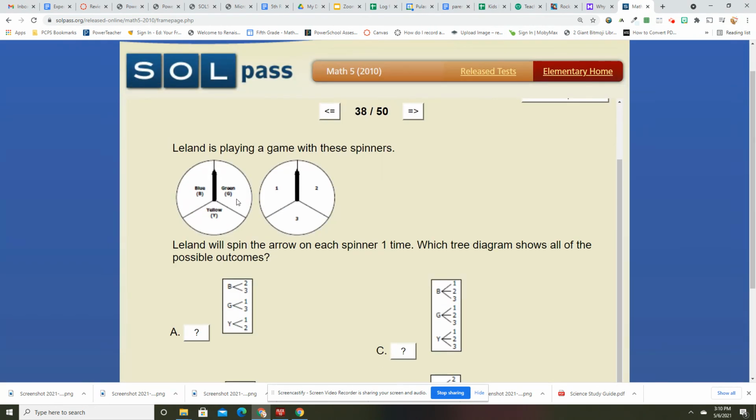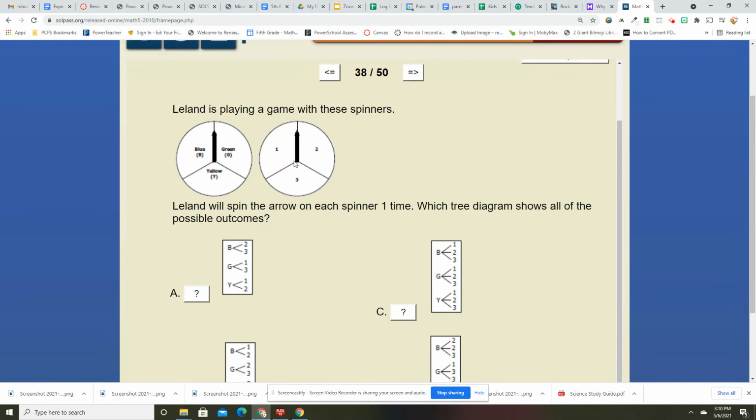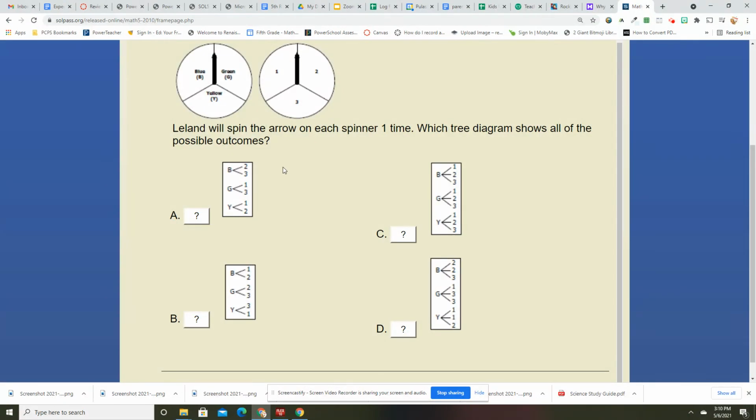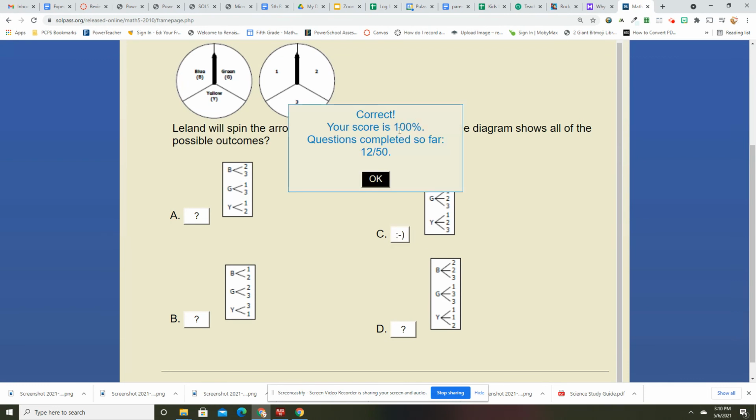Okay. When Leland is playing a game with these spinners, Leland will spin the arrow on each spinner one time. Which tree diagram shows all of the possible outcomes? Okay, so it can be blue, green, yellow, blue, green, yellow. You can land on 1, 2, or 3. So it can't be this one. It can't be this one. It would have to be C.